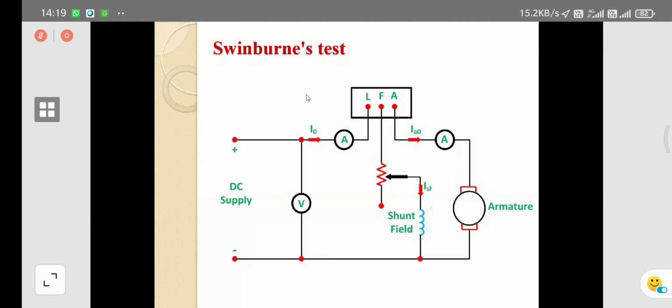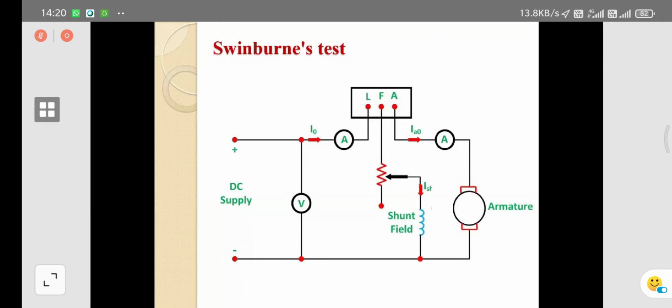In this test, the flux is practically constant, especially in the case of shunt and compound motors. Generally it is an indirect method. Indirect method means that without actually applying the load, we can determine the losses and efficiency at any desired load. That desired load we have to assume.